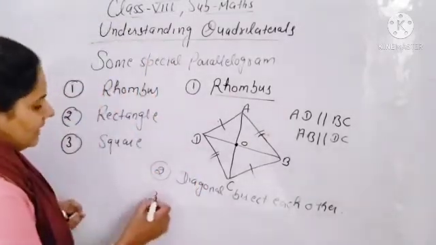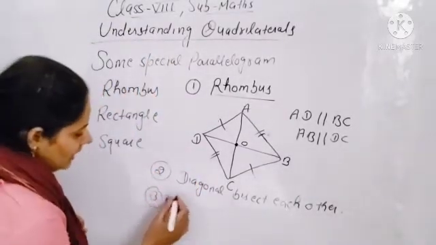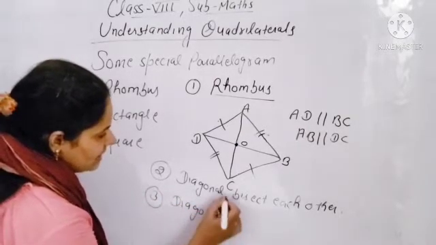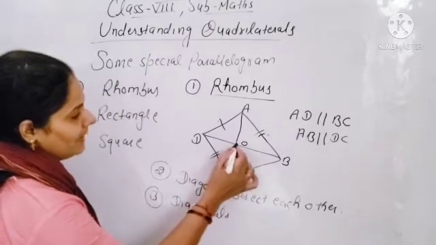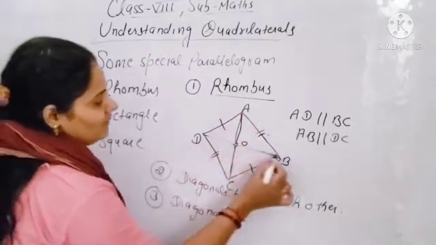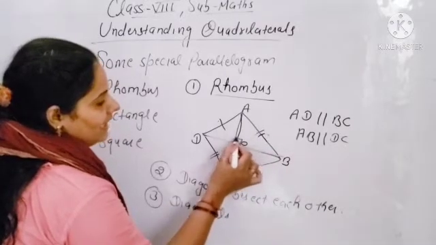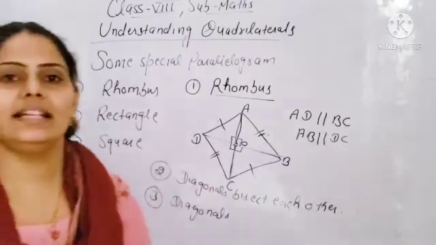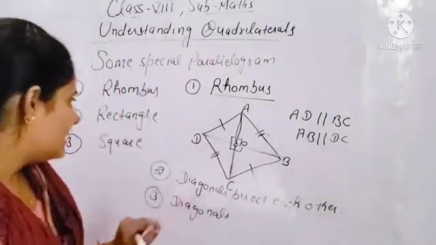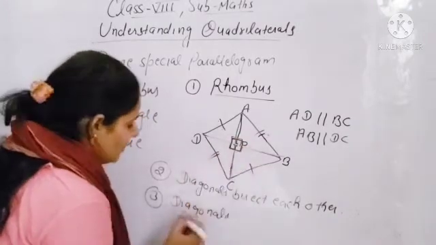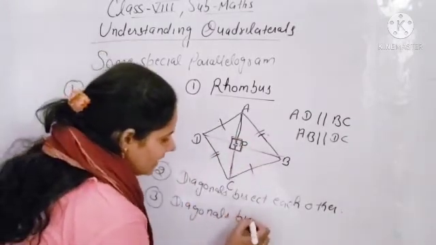The third property is that diagonals bisect at right angle. For example, this is one diagonal and the second diagonal is this one. These diagonals will bisect each other at right angle. Right angle means they will make an angle of 90 degrees. So you can say diagonals bisect at right angle.